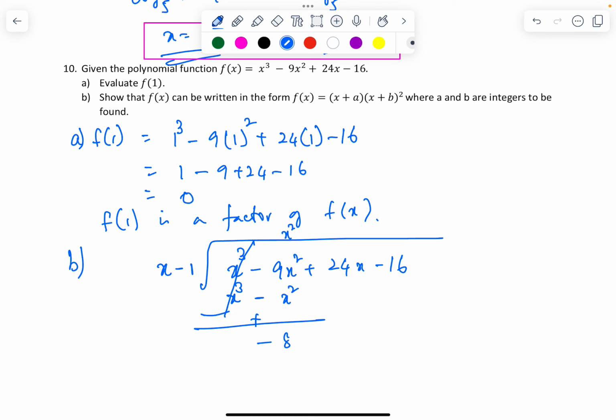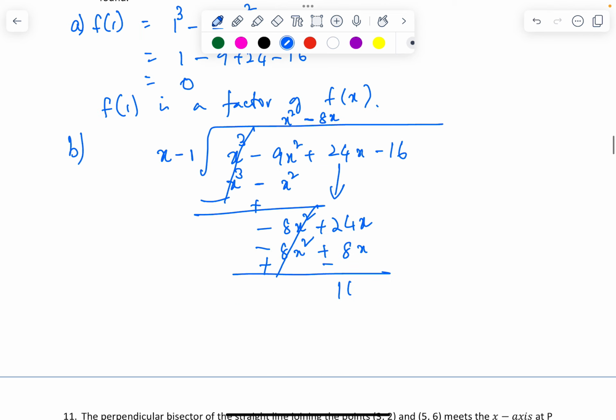So here I get negative 8x squared plus bring the 24x down. x times what gives us negative 8x squared? x times negative 8x gives us negative 8x squared. Negative 1 times negative 8x is positive 8x. Again change signs. So here I will get 16x minus 16. So x times plus 16 gives us 16x. Negative 1 times 16 is negative 16. So this gives us 0. So that's why we got x minus 1 was a factor.